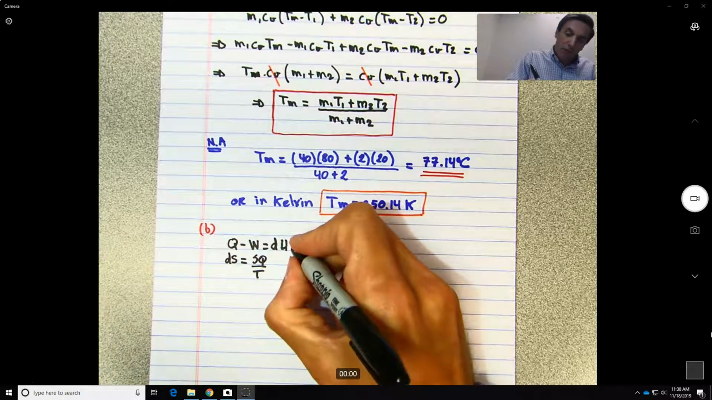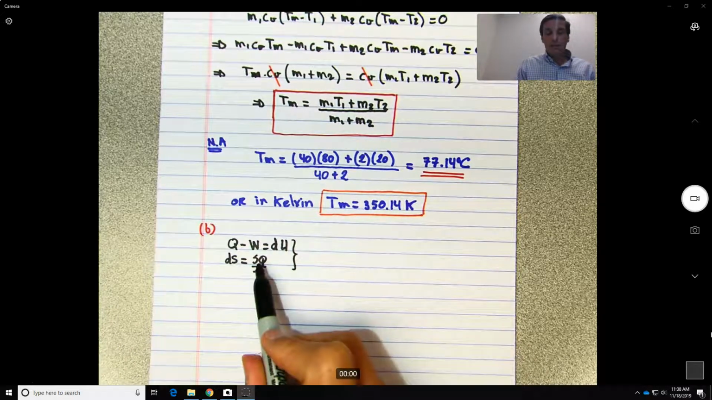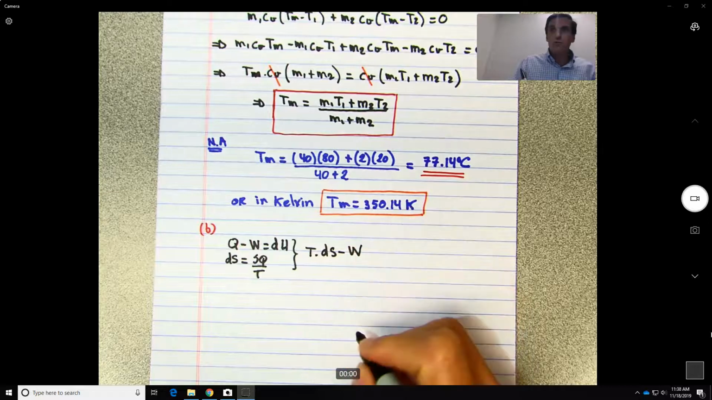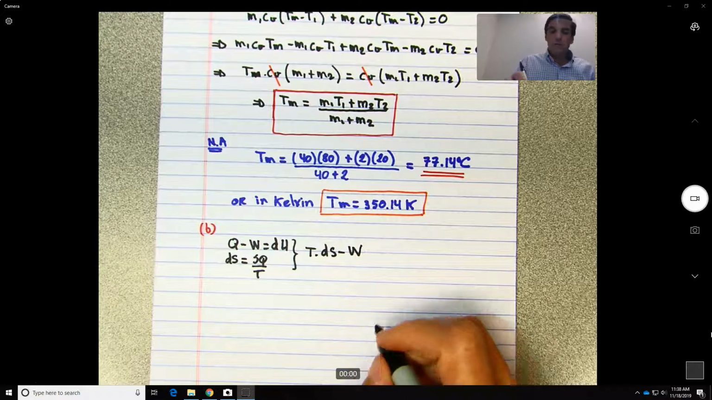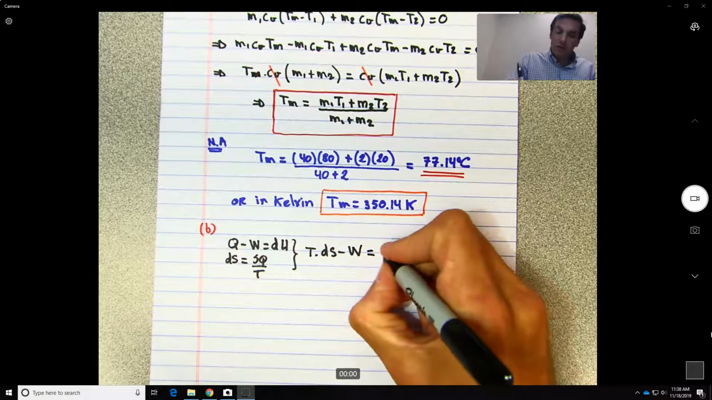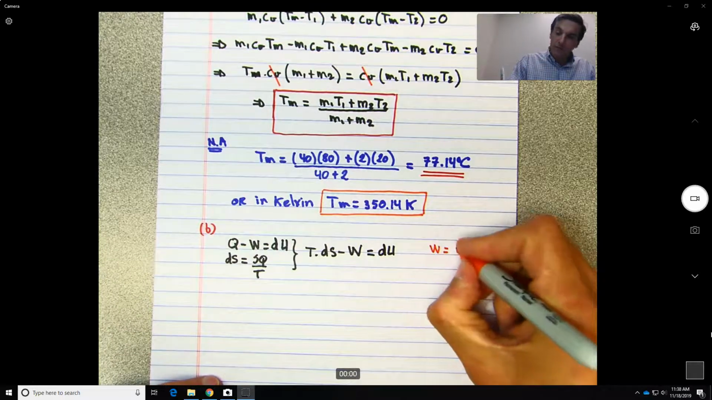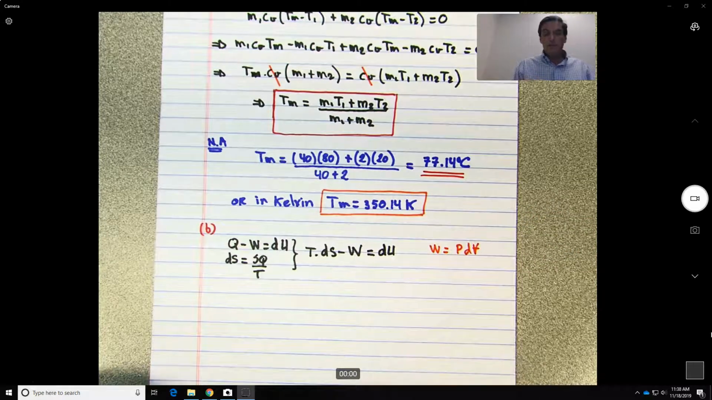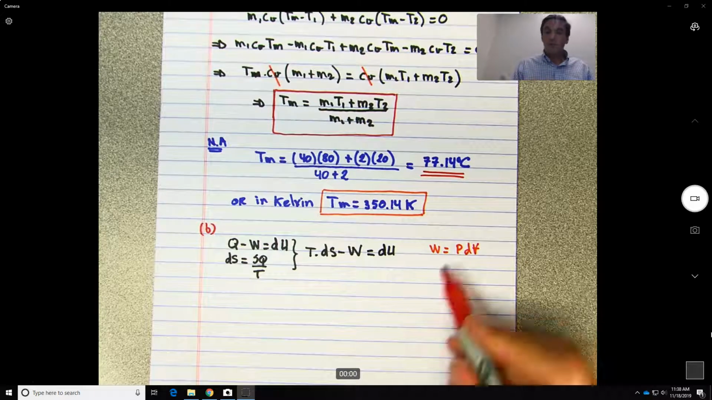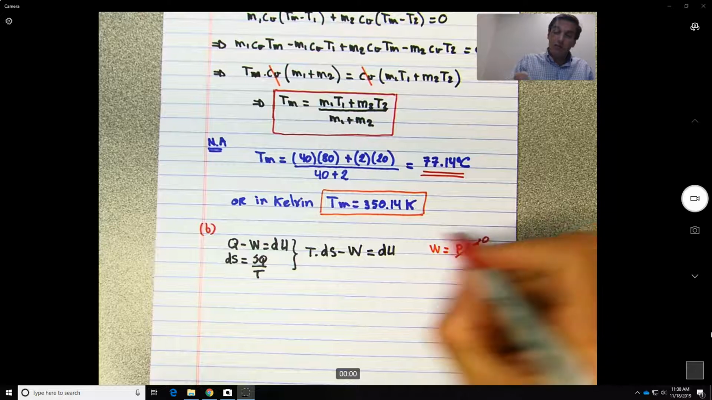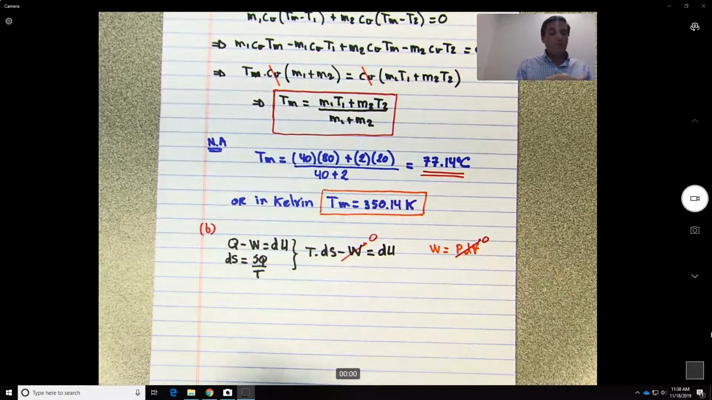Okay, so from these two equations, you can find that delta Q, which is the same thing as Q, will be equal to TdS. So we basically find the relation TdS minus the work will be equal to dU. In this case, what is really the work? The work is PdV, but since the volume is constant, what would that be? Volume constant, dV will be 0, so really this term is 0.